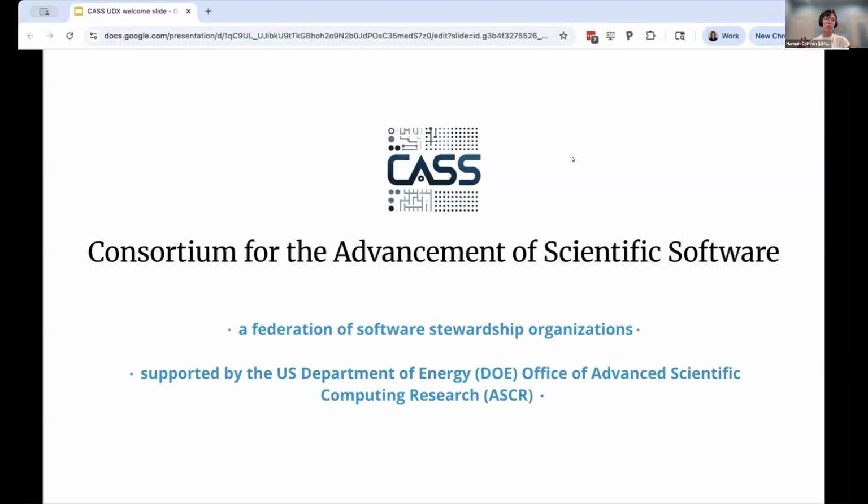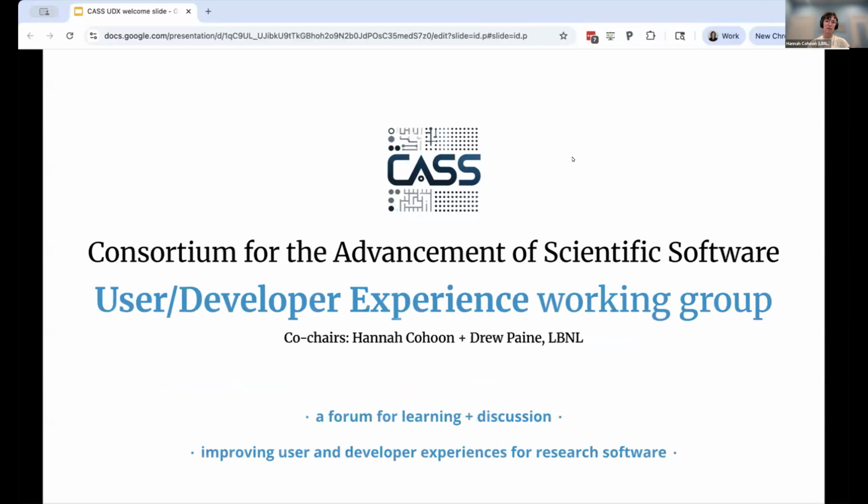Before we get going, I want to introduce CAS, which is the Consortium for the Advancement of Scientific Software. We are an HPC-oriented scientific software stewardship group. We're composed of other stewardship groups, and we're supported by the Department of Energy Office of Advanced Scientific Computing Research. We have a few different working groups that work together to put these stewardship efforts out into the world, one of which is the User and Developer Experience Working Group, which puts on these webinars that you're attending right now. The working group is open for you to join.